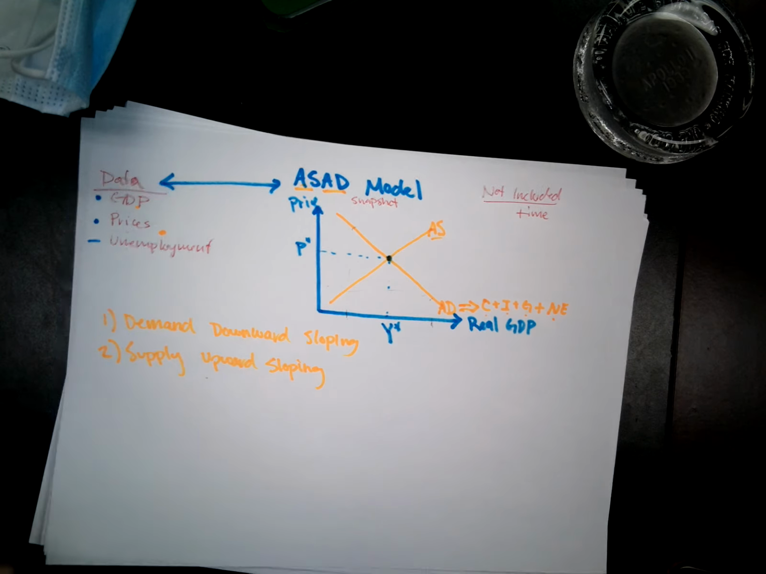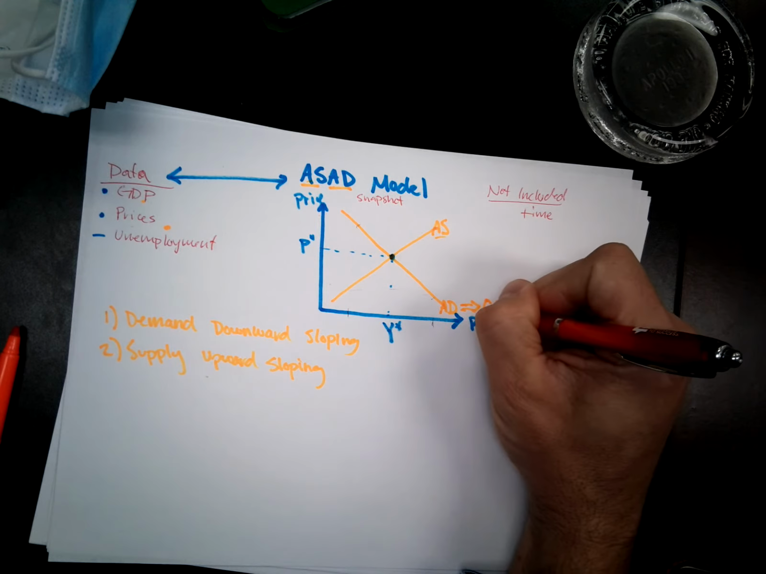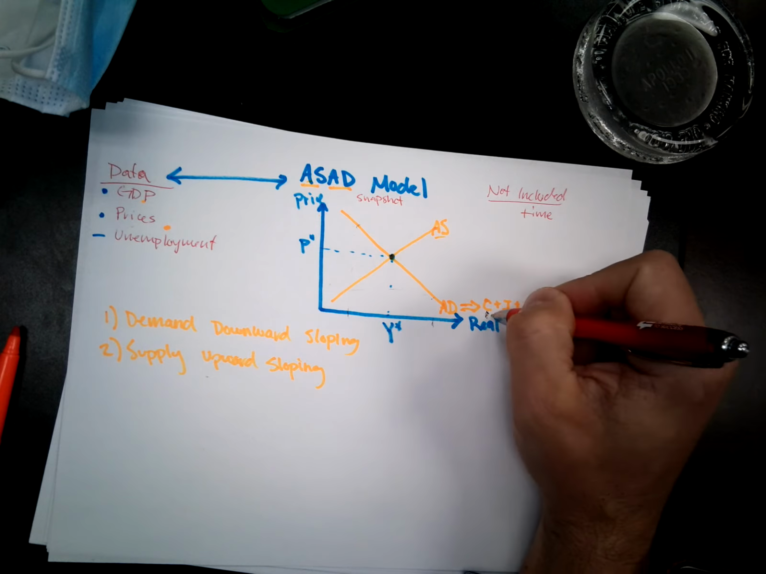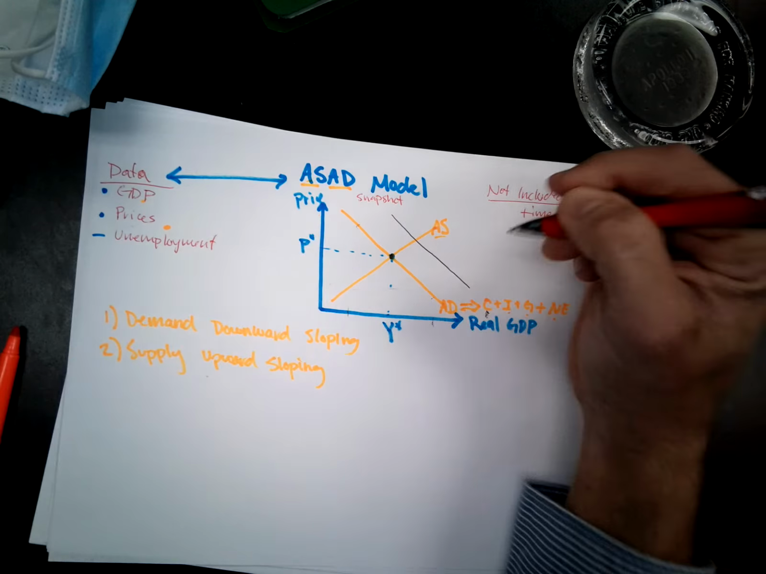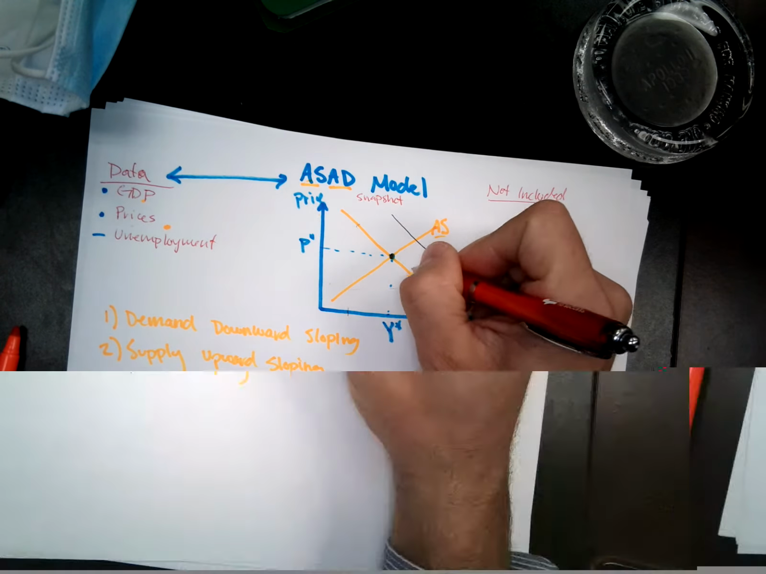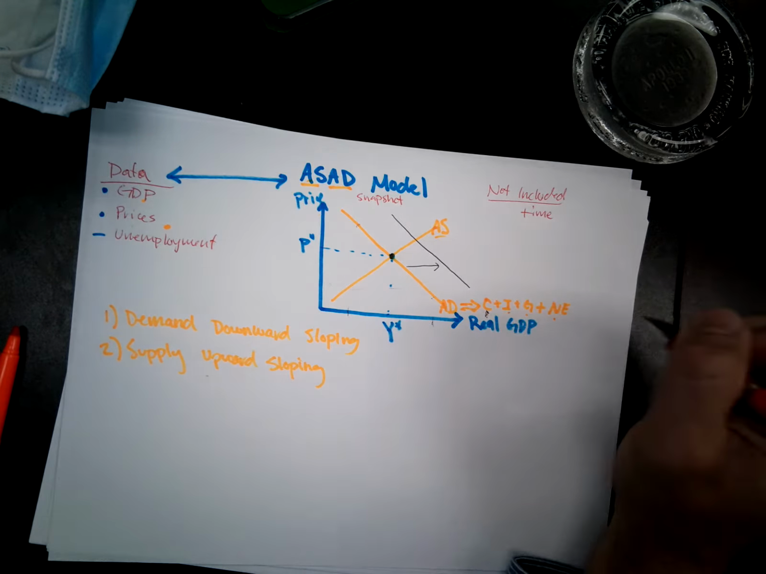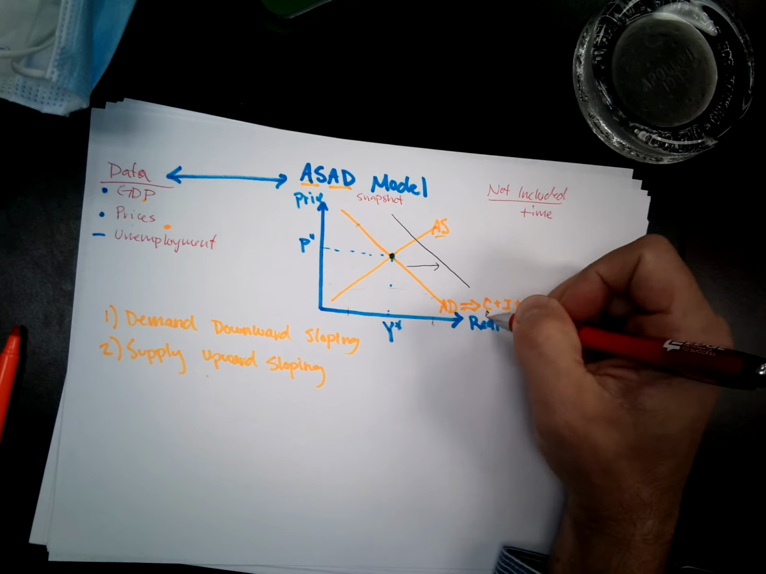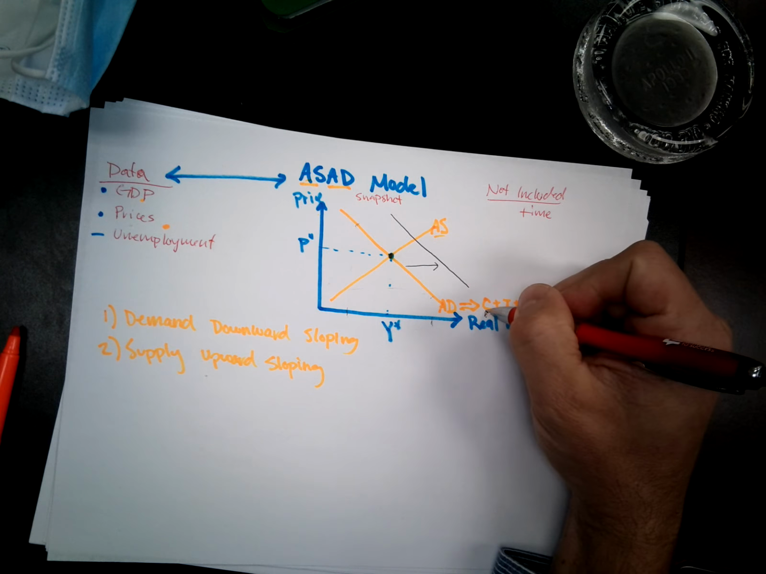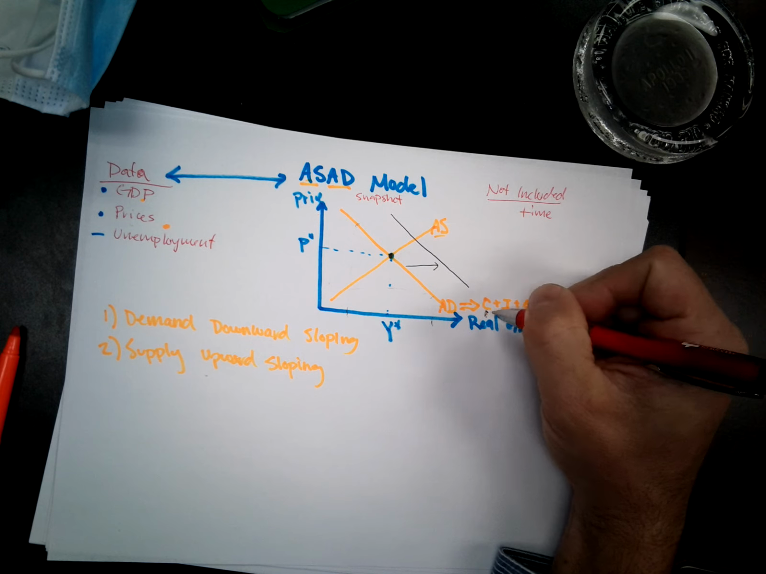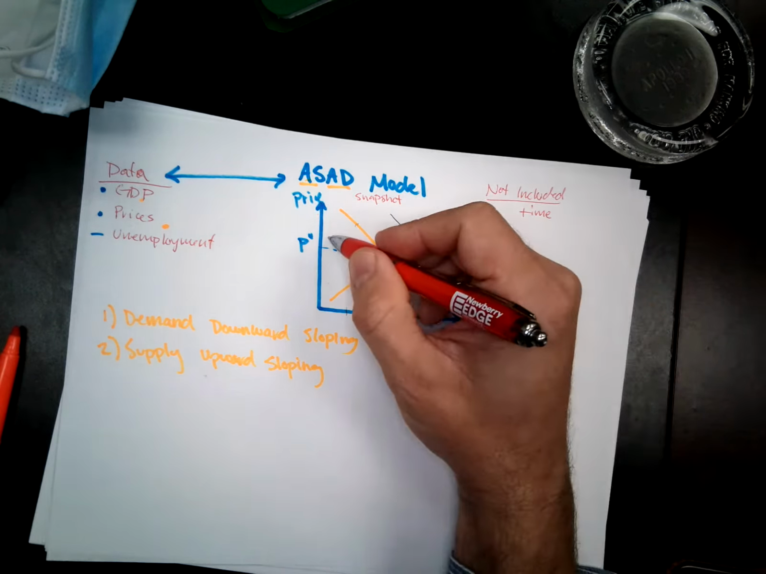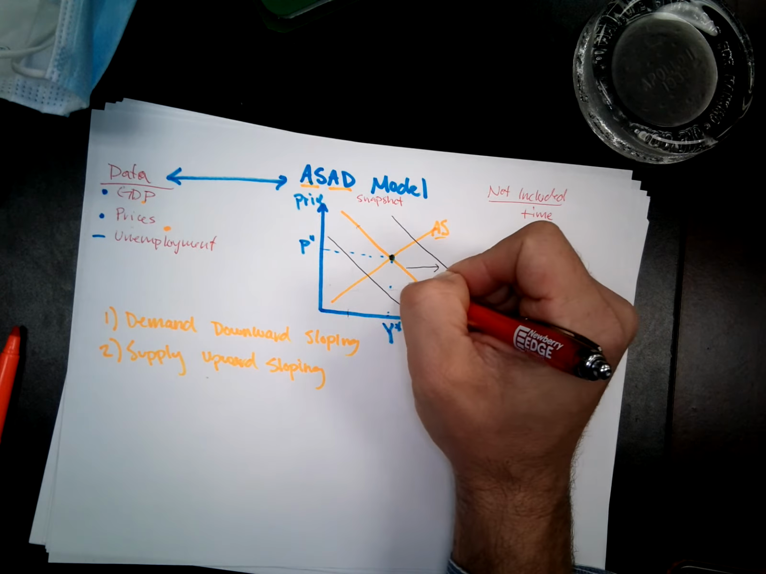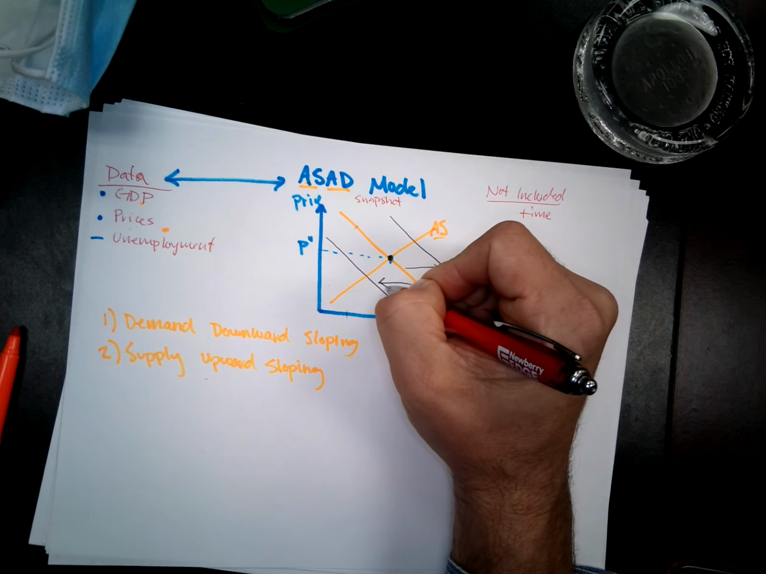Well, consumption, anything affecting consumption that drives consumption upwards, anything that drives any of these variables upwards has the effect of shifting aggregate demand outward. And anything that does the opposite, so if you have anything that lowers any of these variables, consumption, investment, government spending, net exports, pulls aggregate demand inward.